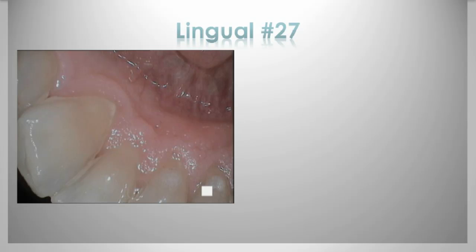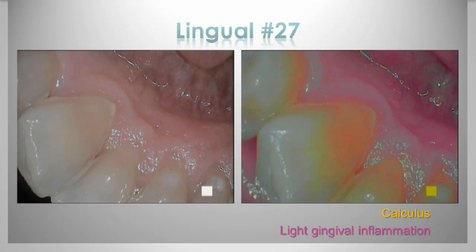Here's the lingual of number 27. Now, I will tell you from experience, as much as any of us dental professionals look at this film, we can all say, I see the calculus right there. Yep, I see it. No problem. To patients, it's not that easy. So when I have this technology, I can actually highlight, and they will see all the calculus and the gingival inflammation much easier.